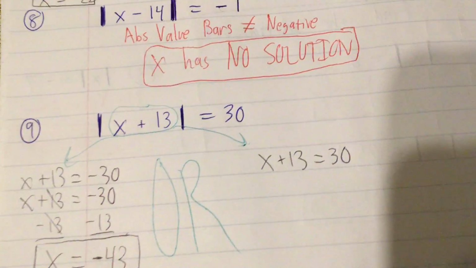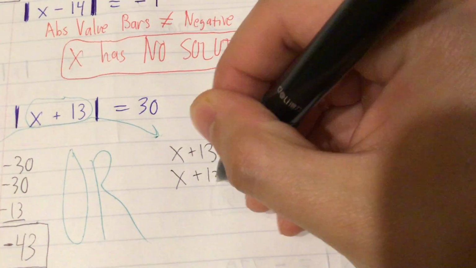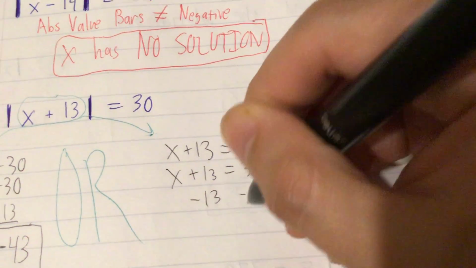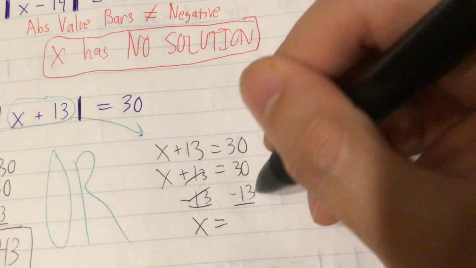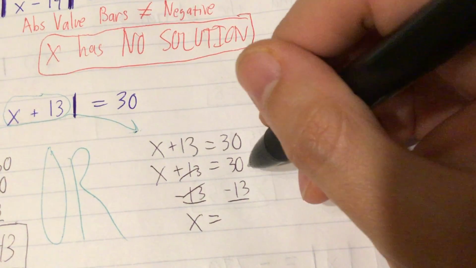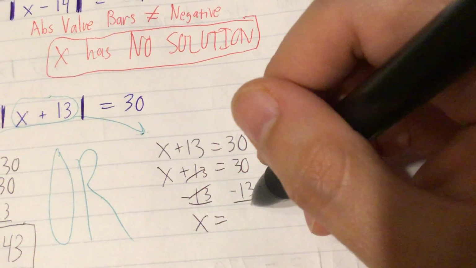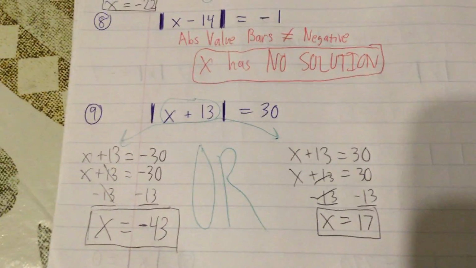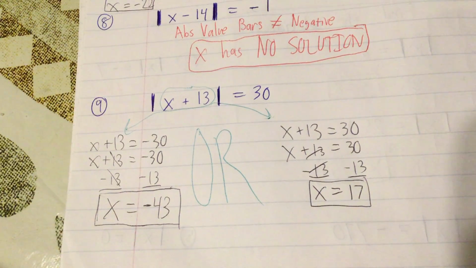Now, looking at the right, same thing. X plus 13 equals 30, and I'm going to subtract 13 from both sides. X equals 30 minus 13, which is, well, 30 minus 10 is 20, and I'm going to subtract 3 more. That'd be positive 17. So x is equal to 17 or negative 43.